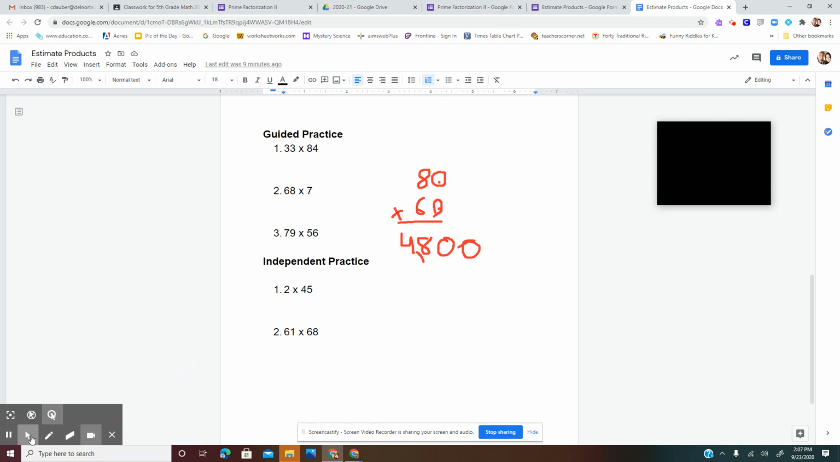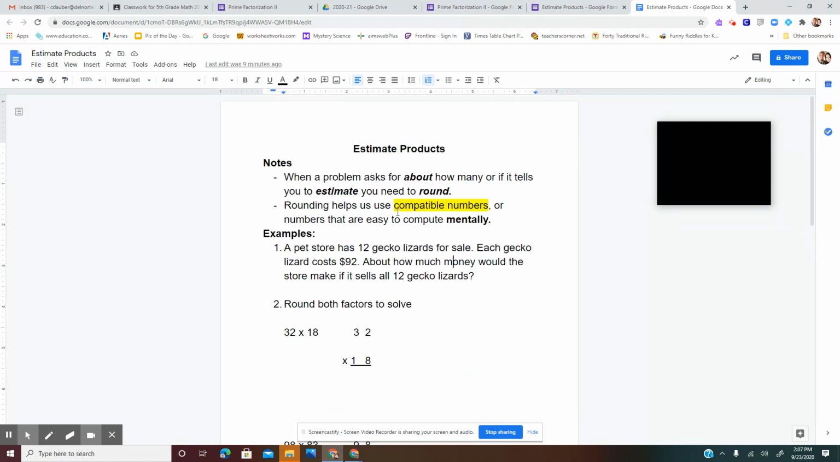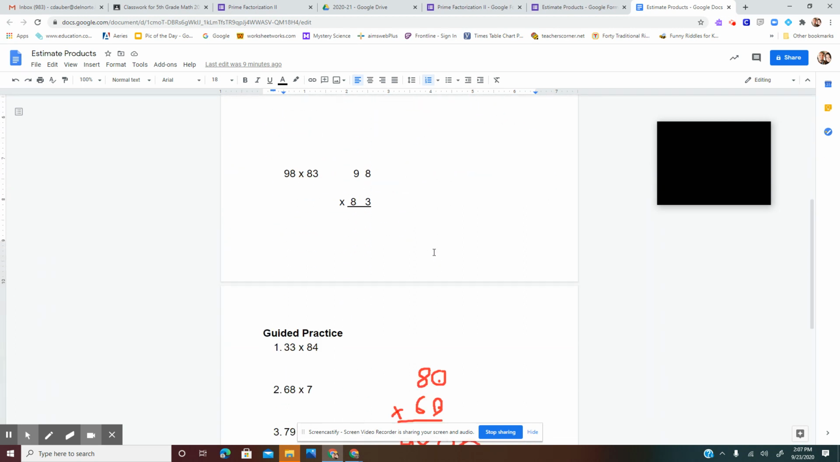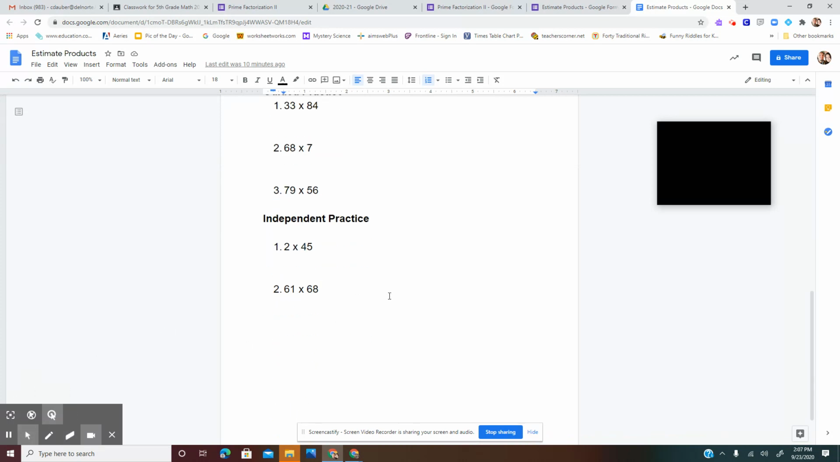Okay, well, that is your lesson for the day, estimate products. I've done some examples with you, and I did 3 guided practice problems with you. Now, what you'll do is write down these 2 independent practice problems inside your math notebook and solve them independently.